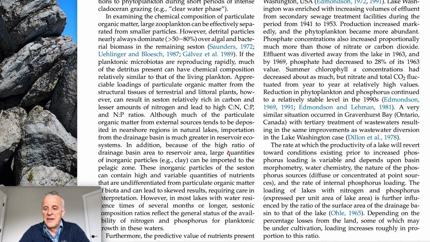Effluent was diverted away from the lake in 1963, and by 1969, phosphate had decreased to 28% of its 1963 value. Summer chlorophyll a concentration had decreased about as much, but nitrate and total CO2 fluctuated from year to year at relatively high values. Reduction in phytoplankton and phosphorus continued to a relatively stable level in the 1990s.